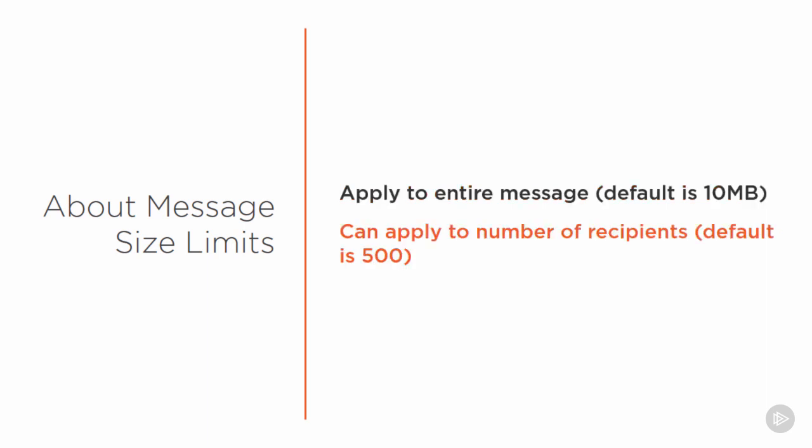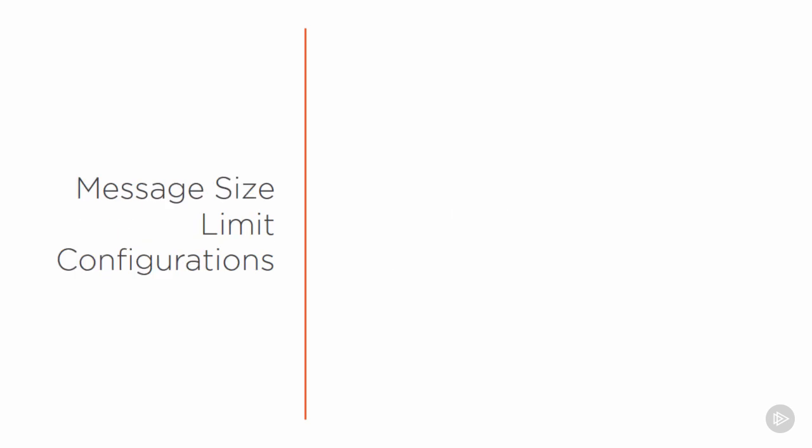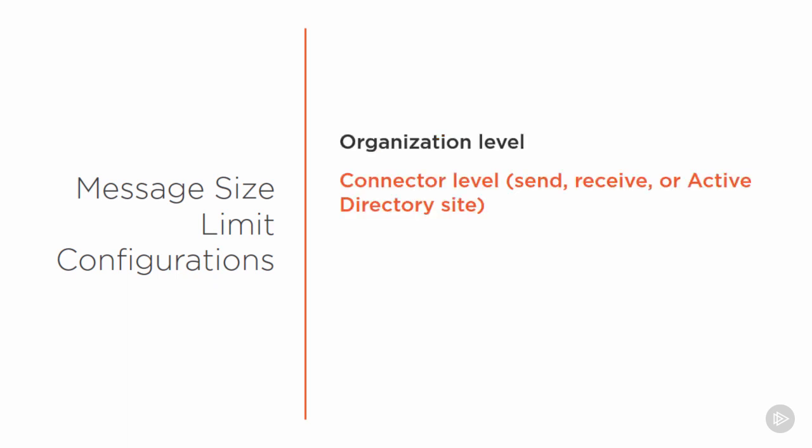Message size limits aren't just about the size of the message and the attachment though. You can also limit the number of recipients that an email message is sent to. The default is 500 recipients. An important point to remember here is that a distribution group counts as one recipient, even if that distribution group has thousands of individual members. Message size limits can be configured at the organizational level, which applies to all of the Exchange servers in the organization. Limits can also be applied at the connector level.